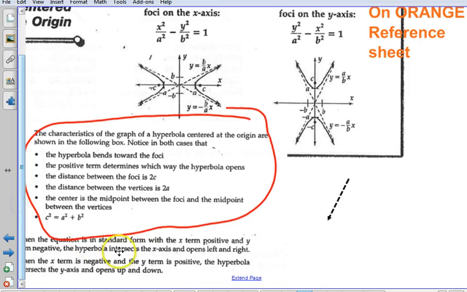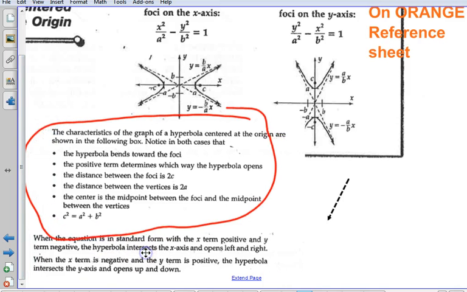I have a little arrow here because there's something underneath here. What's that say? When the equation is in standard form with the x term positive and the y term negative, it will open left and right. Okay. Is all this on your reference sheet? So it spells out everything, right? And you get to use this on a test or quiz. All right.